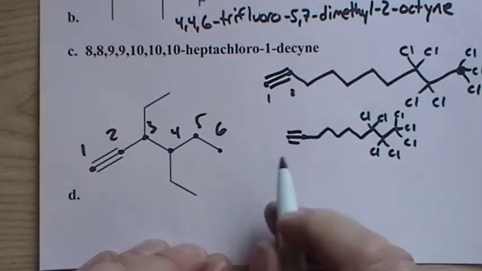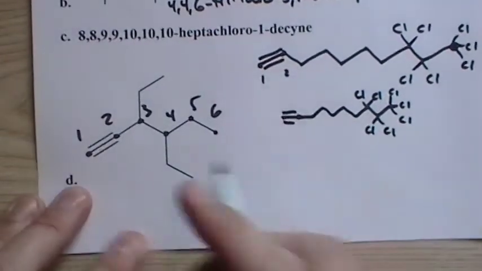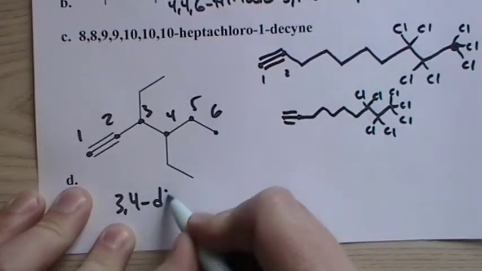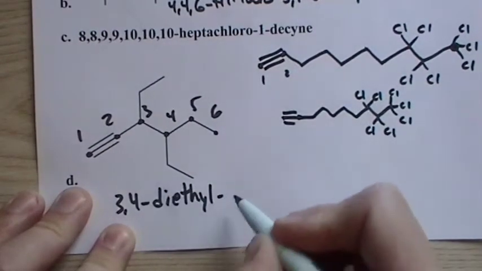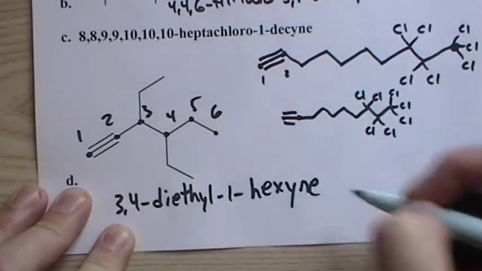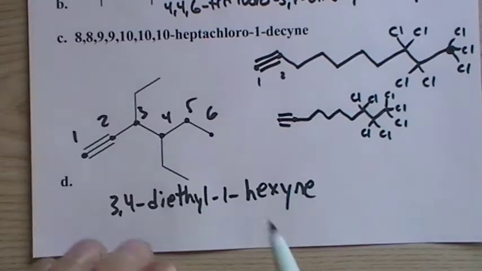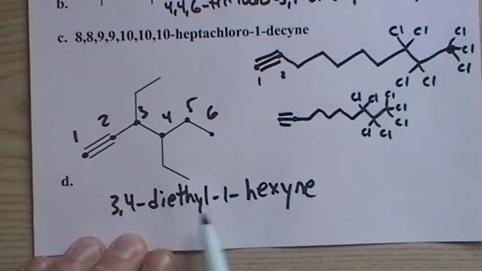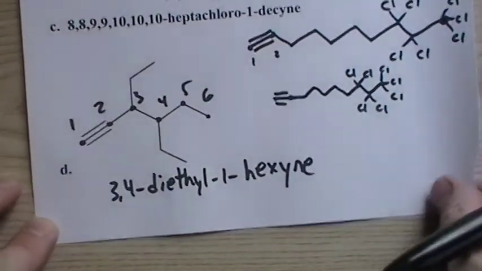There's 2 ethyl groups here, so 3, 4 diethyl, and then 1 hexyne. And again, students make that mistake. This will be one. They'll go through this whole process, and it's 3, 4 diethyl, 1 hexane. It's not hexane, and I know that you know that, but it has to be done correctly on the exam.